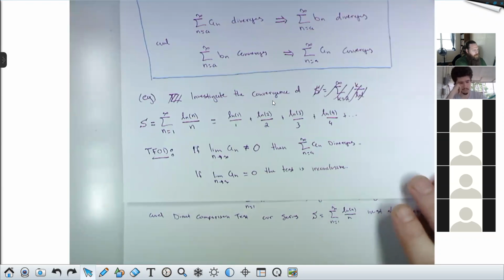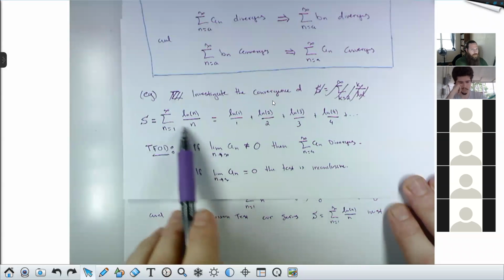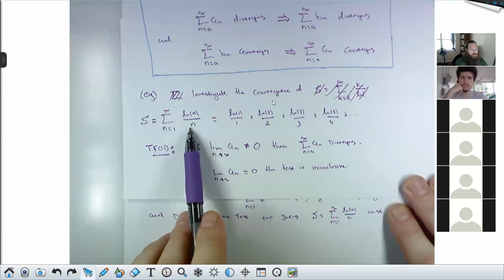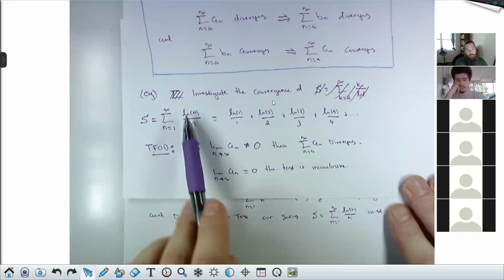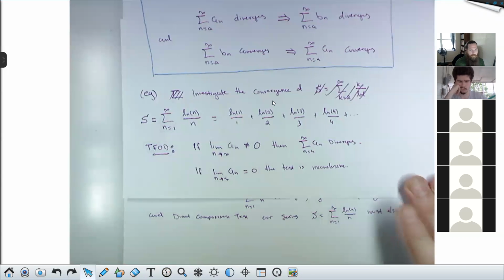So how did I come up with the 1 over n? Well, I see that there's a 1 over n hiding in here. And I see that the top is bigger than 1. Not right away, but most of the time. That's what tells me to compare against 1 over n.